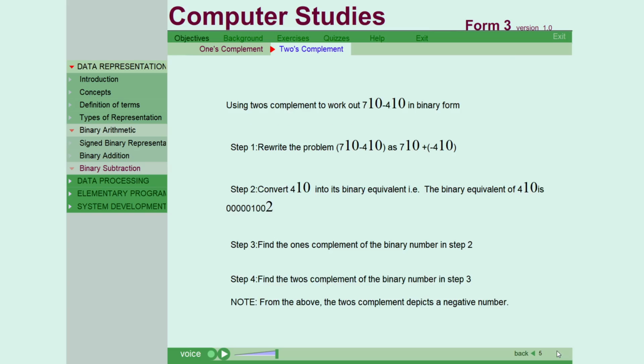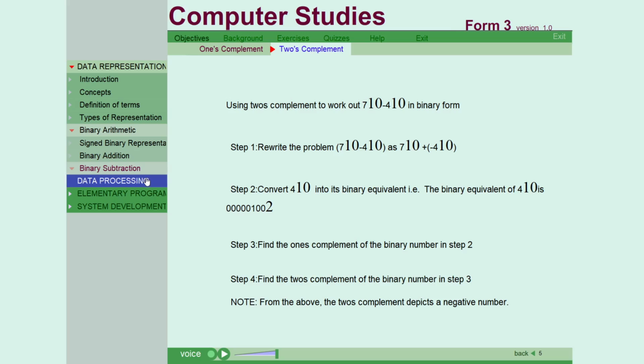Example 2. Using 2's complement to work out 7 to the base of 10 minus 4 to the base of 10 in binary form. Step 1. You rewrite the problem, 7 to the base of 10 minus 4 to the base of 10, as 7 to the base of 10 plus negative 4 to the base of 10. Step 2. Convert 4 to the base of 10 into its binary equivalent. That is, the binary equivalent of 4 to the base of 10 is 00000100 to the base of 2.